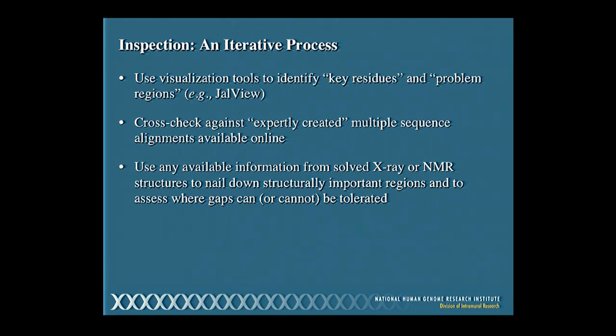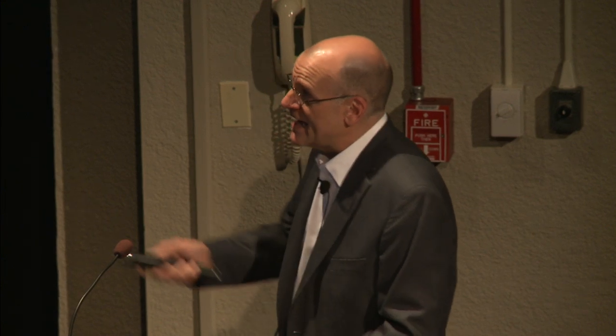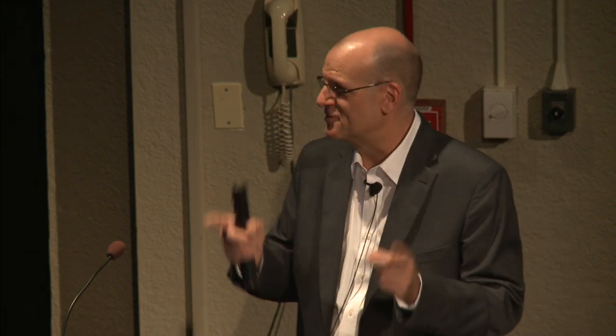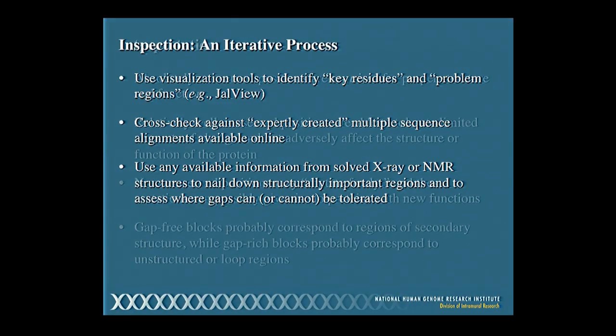Once you have it, you can use some visualization tools that we have to look for key residues and problem regions. What I always think is a good idea is to cross-check against these expertly created multiple sequence alignments, and we've seen examples of that through our travels over the last 2 weeks, so you know where to go to look for those. Again, if there's structural information that you have, absolutely use it, because it's going to tell you really definitively where you can put in a gap and where you cannot tolerate a gap. So if you have an alpha helical region, no gaps. If you see a beta strand region, no gaps. In the loops, fine, you can have them there. Okay. All right.